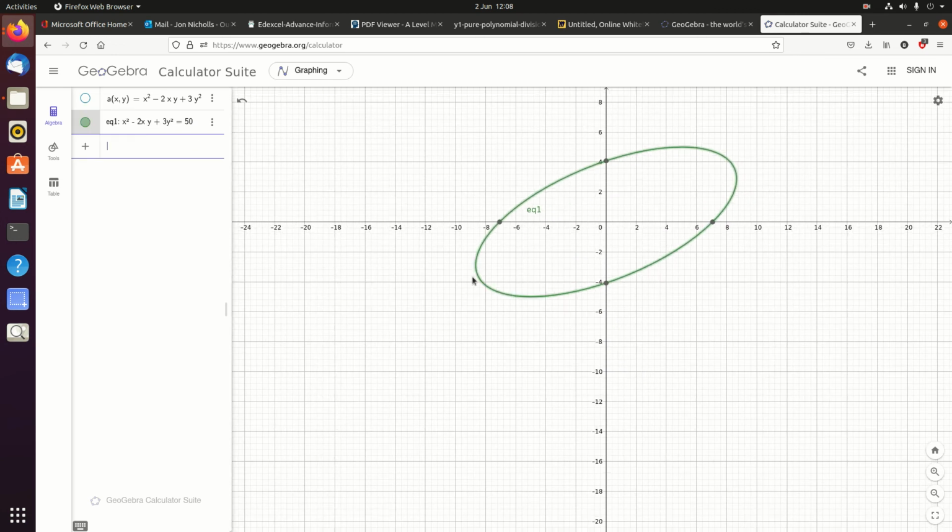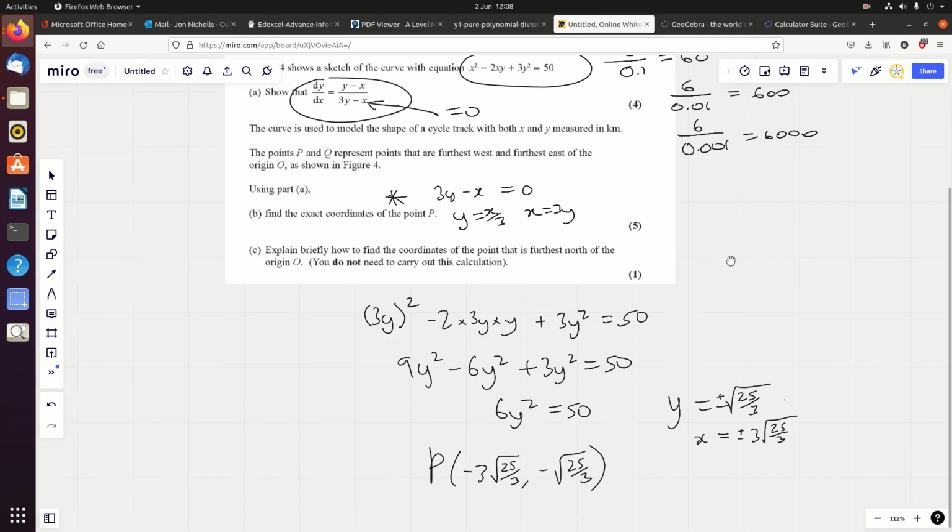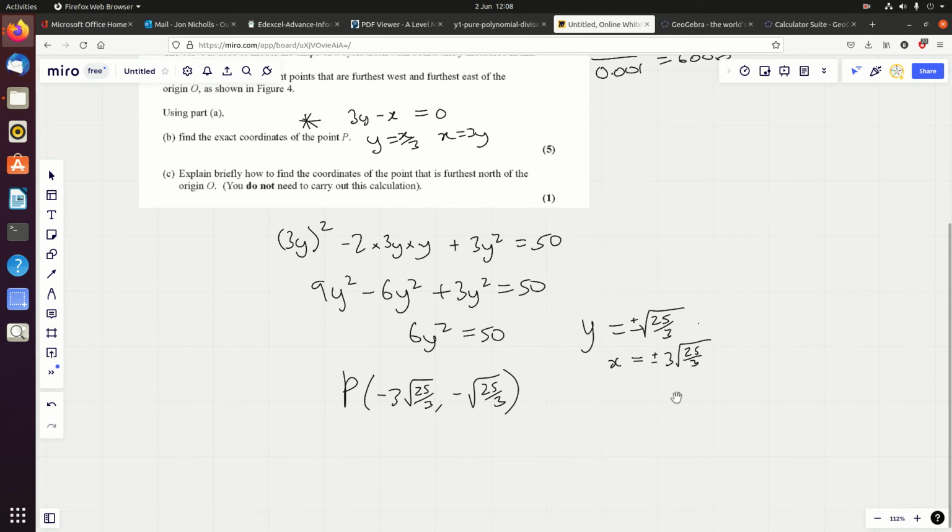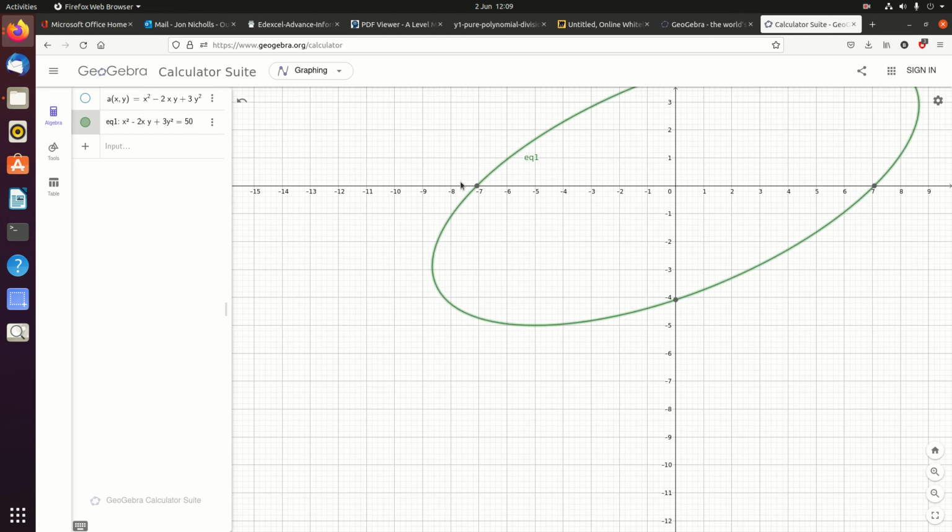Now, we said it was roughly, if we just go back to our answers, this is just my way of checking because I haven't got the mark schemes or anything, but I do like to check things. So if I type on my calculator, root 25 over 3, that comes to 2.89 basically, times it by 3, you get 8.66. So let's have a look. Minus 8.66 looks right, and minus 2.89 also looks right for that turning point. So yeah, looks like we got it right.